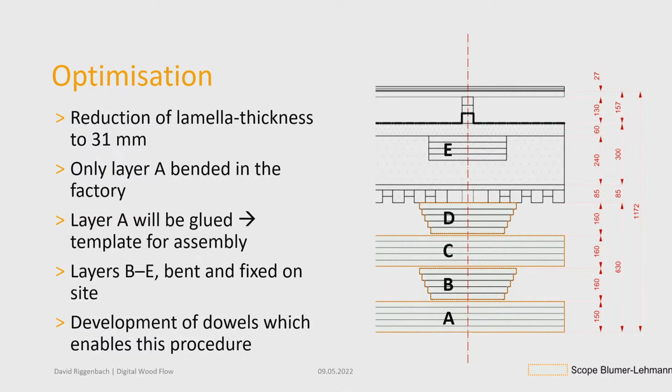So the idea then was that we just bend and produce layer A in our shop, that we just mill the lamellas in a plane, then glue them together. We have to glue them together to get a good template also for the montage with the first layer of grid beams. And to achieve this concept, we had to develop another dowel system which enables this procedure.